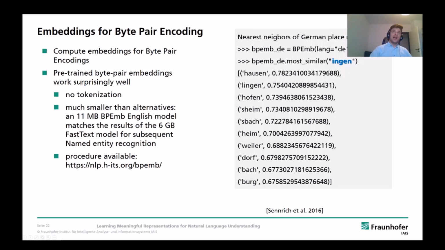As you can see on the right, we can, for example, query for the ending "ingen", which is a suffix which is often used in cities in Germany. And you can see that we have other suffixes as most similar, like Hausen, Lingen, Hofen, and so on. So the similarity search really works here.